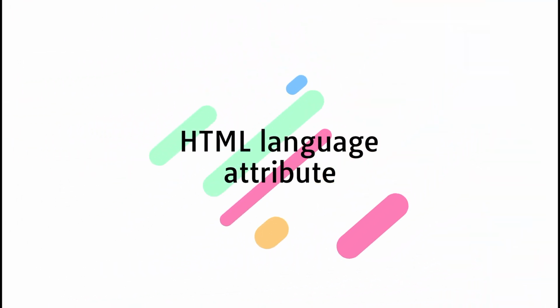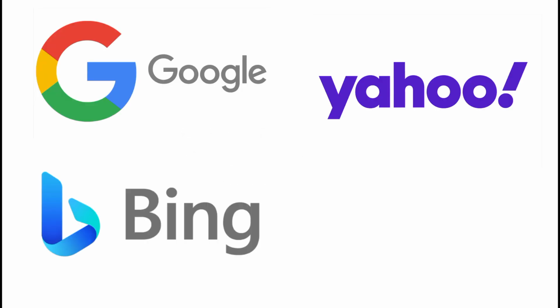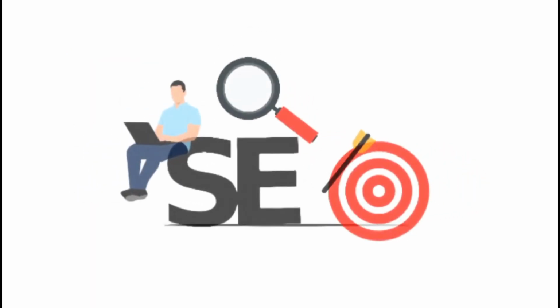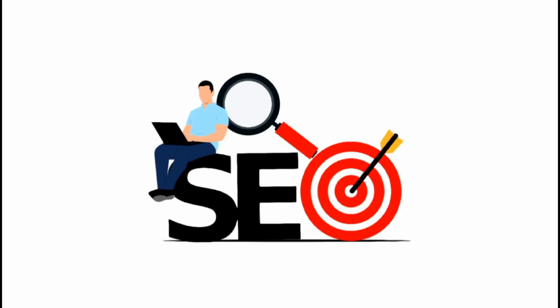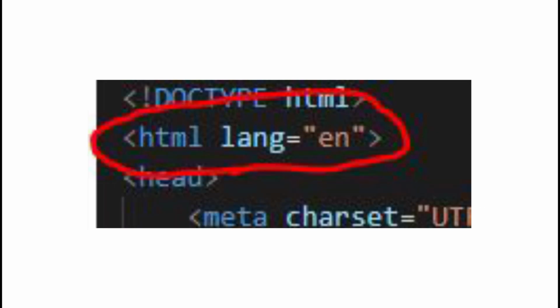Number 1. HTML language attribute. The lang attribute is used to help search engines understand the language of the content. It can be important for SEO purposes. The value should be a valid code. For example, EN is for English. FR is for French. We can apply it to the HTML tag, body tag, or any other element to indicate the language.